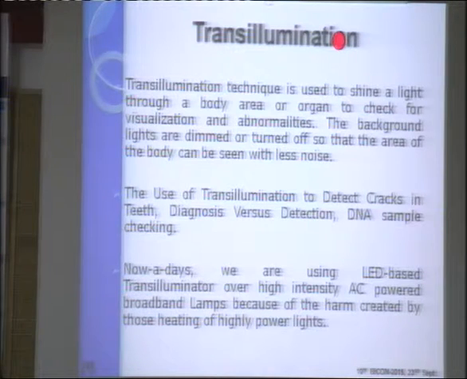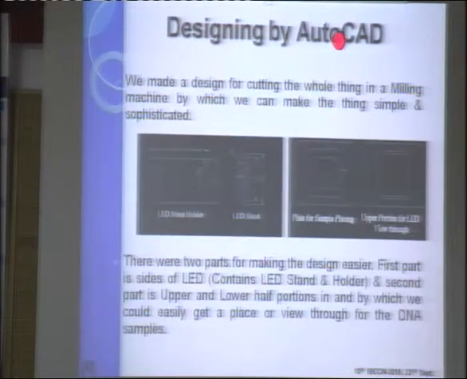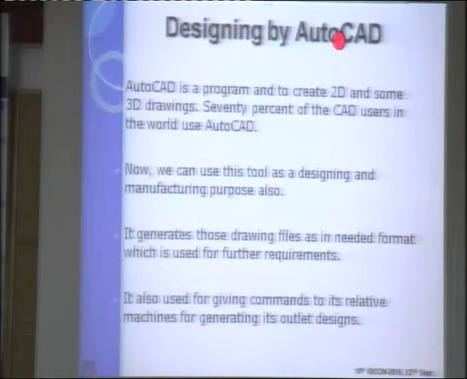In earlier days, transillumination was done by high powered AC light, but nowadays we use LEDs, which consume very low power, and the LEDs are very small, cheap and readily available in the market. By this we can point a light at a given place, and the intensity is high, so we can check for DNA, or we can detect cracks in teeth. We can run it on blood samples or something like that very easily.